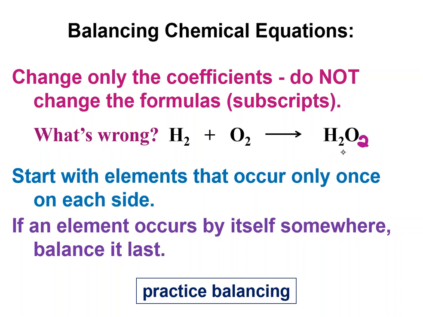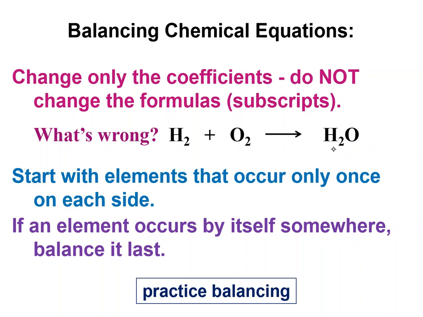Well, changing the subscripts changes what the substances are. H2O is water, H2O2 is hydrogen peroxide. And we were told that hydrogen combining with oxygen makes water. That's the product. So we don't want to change subscripts. We only want to change the numbers in front.